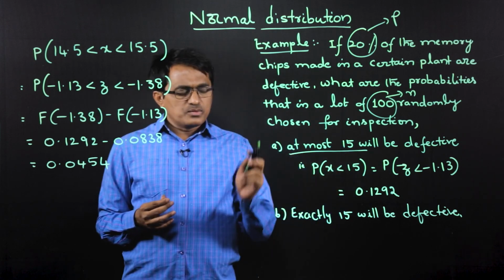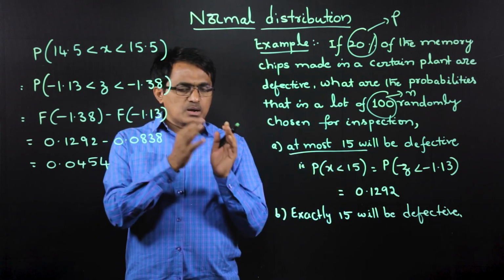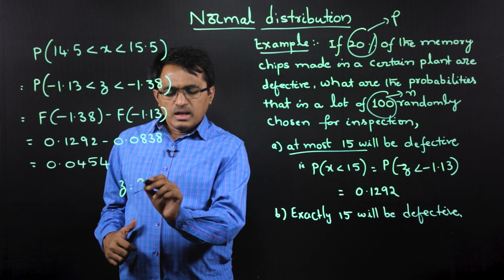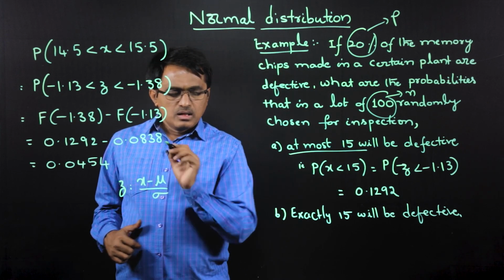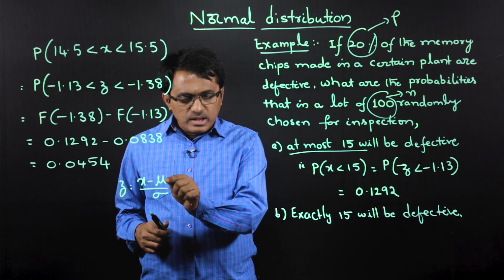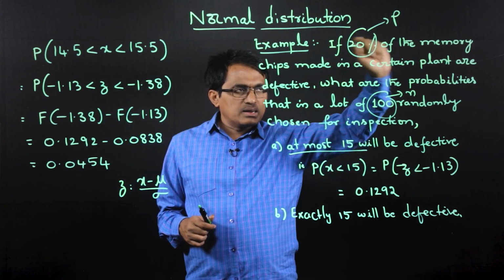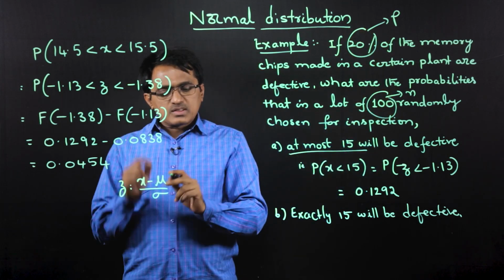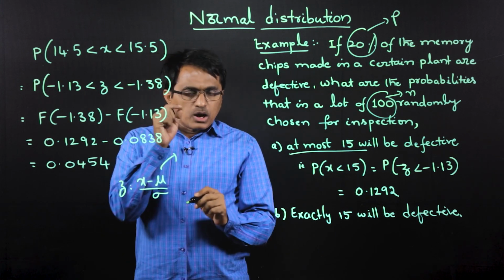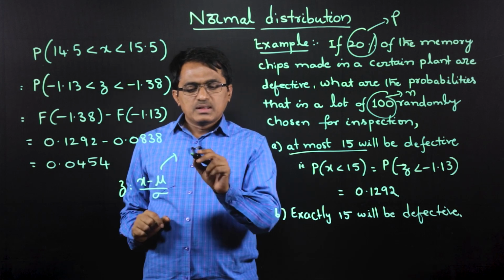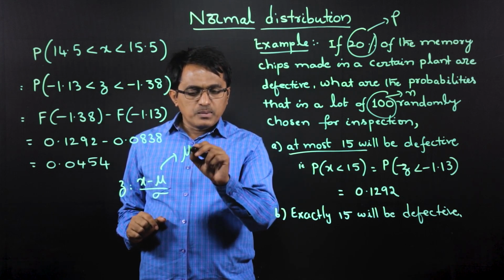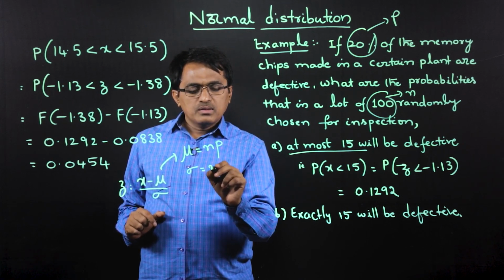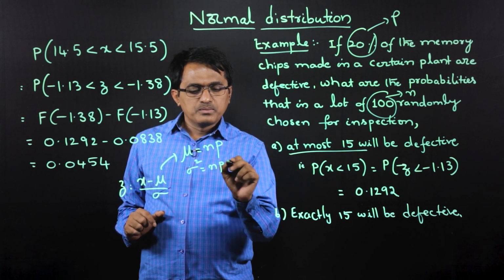Next, as we have been discussing, whenever it is a normal distribution we have to convert it into the standard normal distribution, using z = (x - mu)/sigma. Here mu is not available and sigma is not available. The only data available is the probability and n. That's why we use the binomial approximation of the normal distribution. We know if a random variable follows a binomial distribution, then mu = np and variance = npq.